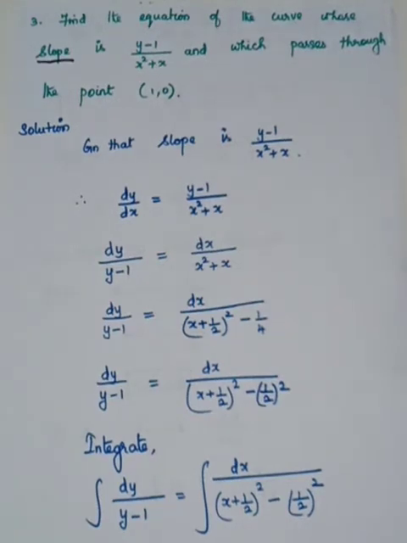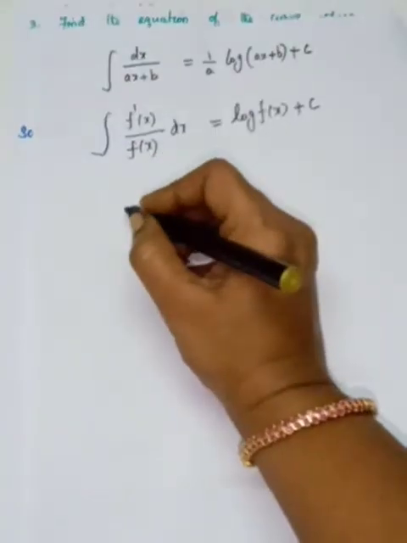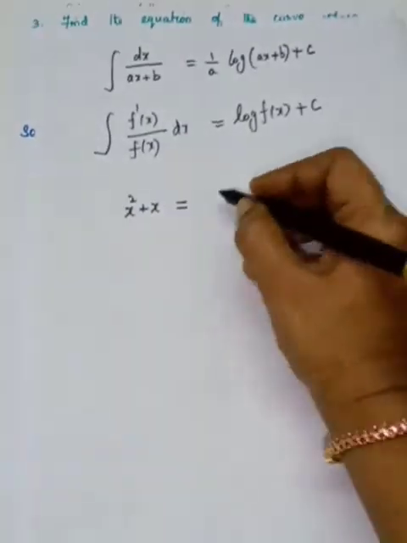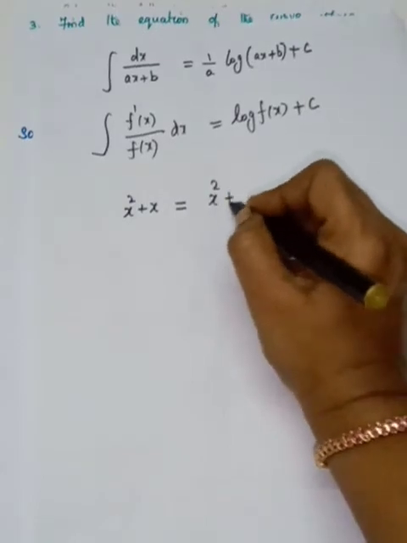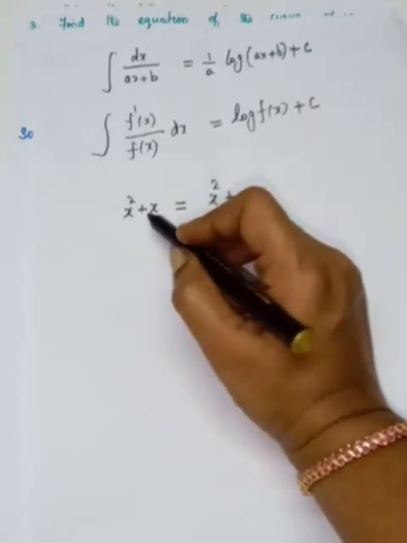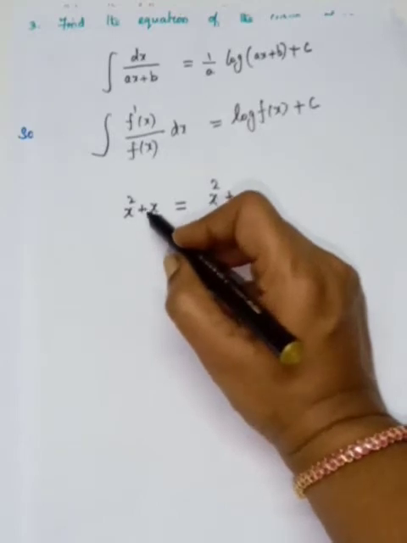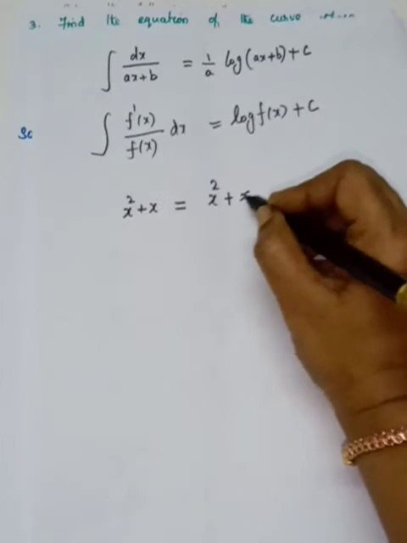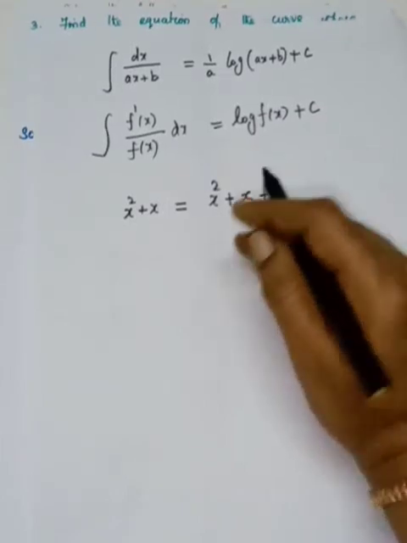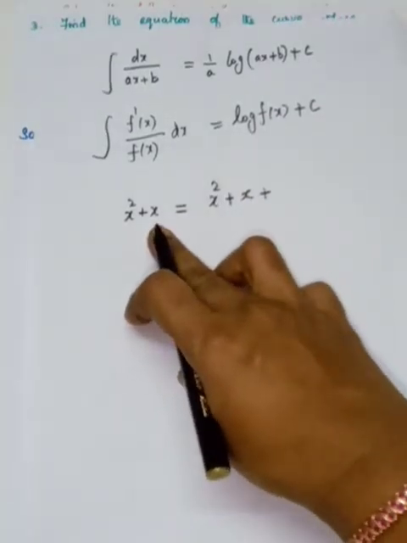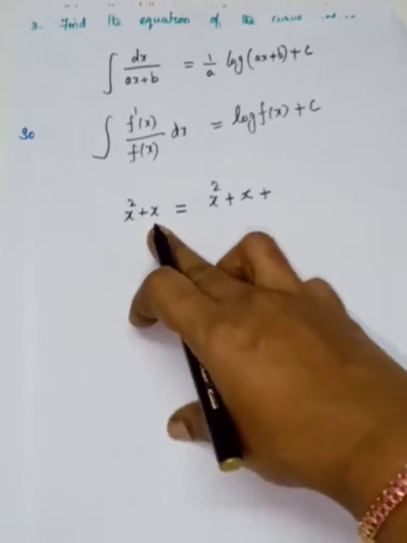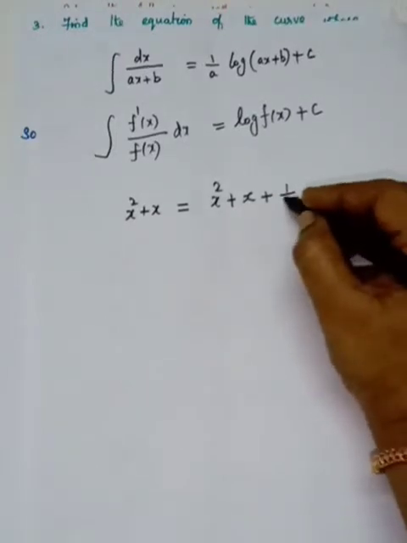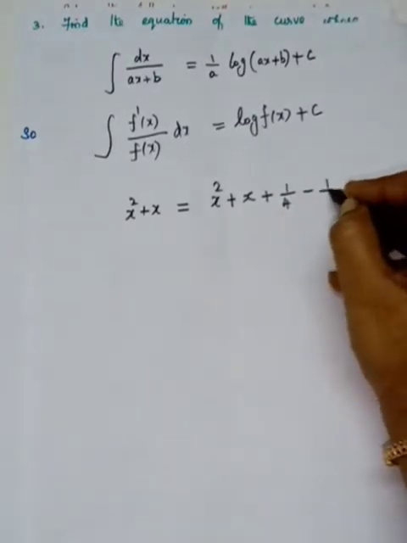To make the completion of square, here you are having x squared plus x. This can be written as x squared plus, you have to take half of the coefficient of x. The coefficient of x is 1, so it is 1 by 2. So what you have to do? x squared plus x plus 1 by 2, half of the coefficient of x, that is 1 by 2. So you have to square and add and subtract. That is 1 by 4 minus 1 by 4.